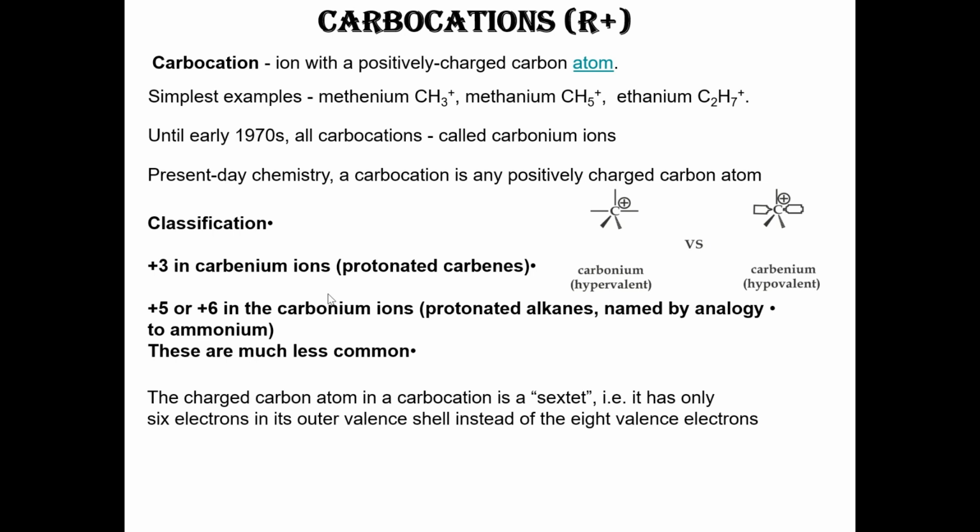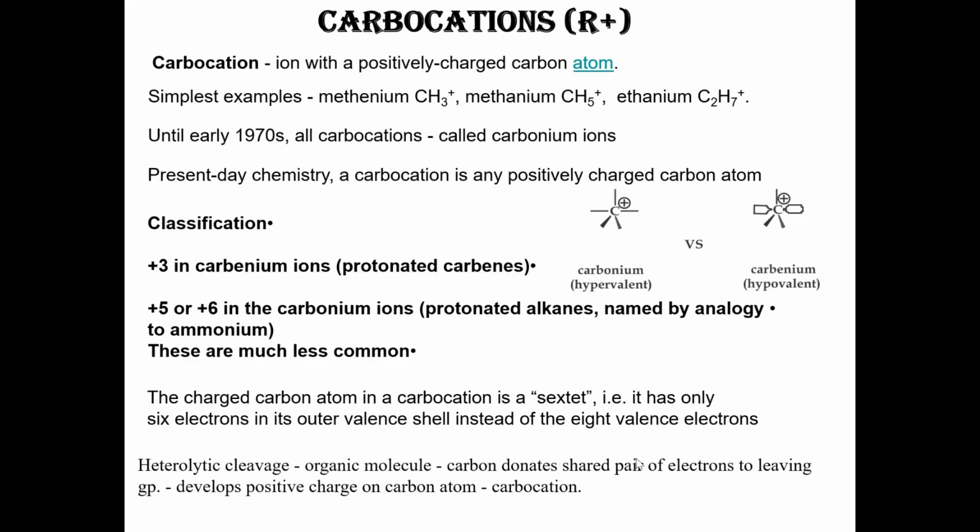The carbocations have a sextet instead of an octet. In its outermost shell, it has 6 electrons rather than 8 electrons as in the regular carbon.